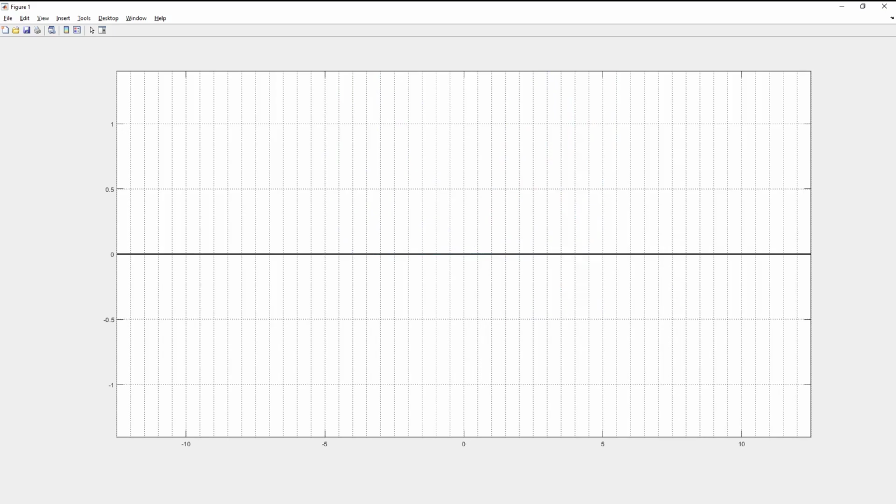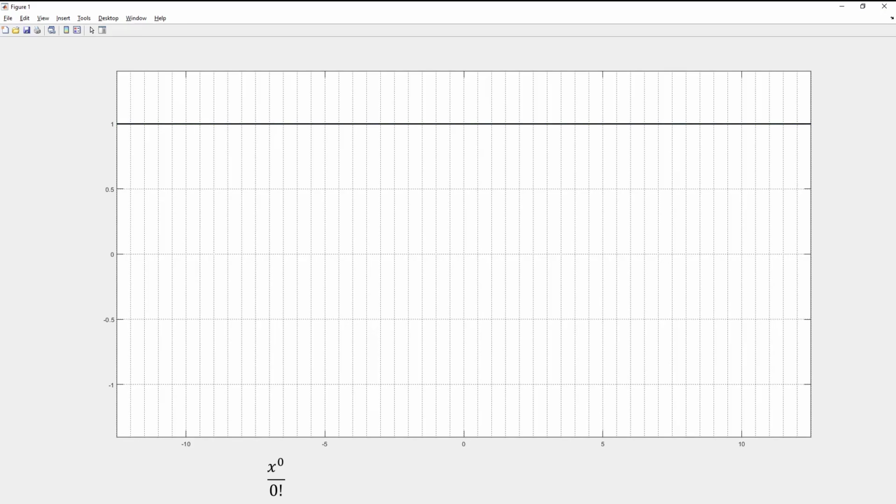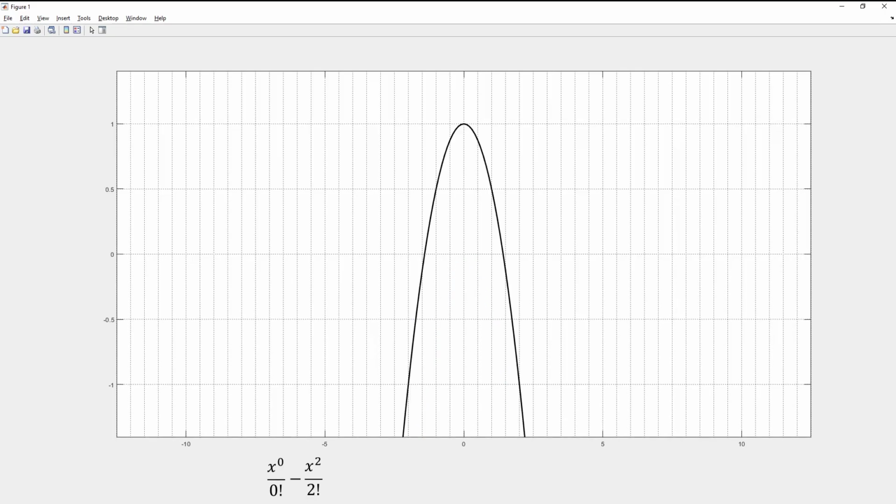So at start, sum is 0. Let's start with curve 0, which is basically y is equal to 1. So the sum moves there. Now let's flip over curve 2 by negating it and add to sum. The curve moves up to 1.